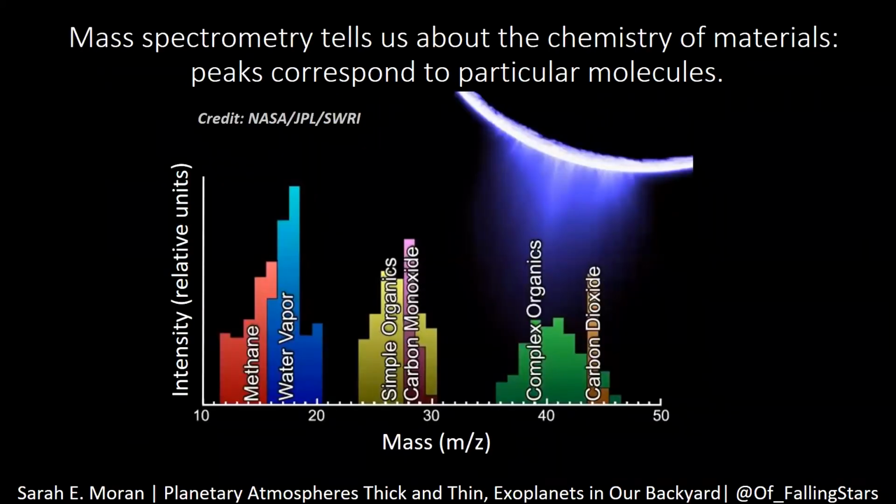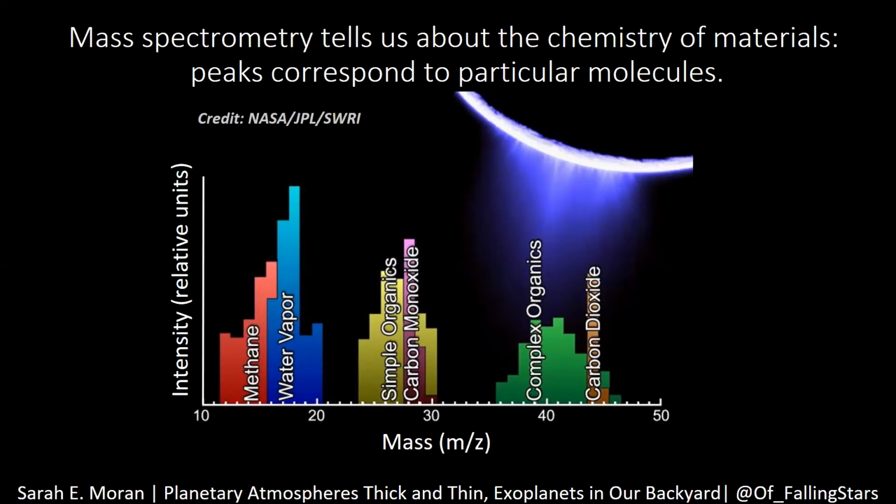And then on to mass spectrometry. Maybe you're familiar, but if you're not, this is your crash course. This is a plot from the Cassini spacecraft when it flew through the plumes of Enceladus. On the x-axis, we have mass as a function of charge, and then intensity on the y-axis. Each peak corresponds to a different molecule that we observed in that plume. So we can see methane and water vapor, and then progressively more and more complex organic particles.